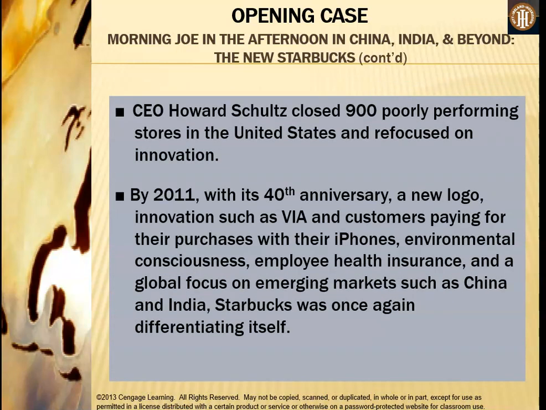So the CEO, Howard Schultz, closed 900 poorly performing stores in the United States and refocused on innovation. By 2011, with the 40th anniversary, a new logo, innovations such as Via, which is the single cup coffee maker, and customers paying for their purchases with their iPhones, environmental consciousness, employee health insurance, and a global focus on emerging markets such as China and India, Starbucks was once again differentiating itself.